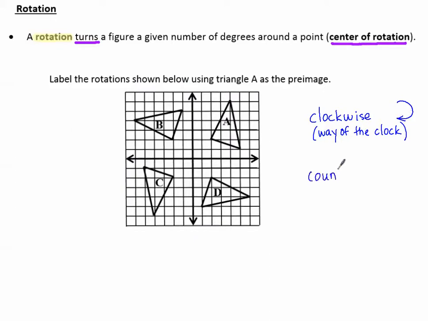A figure can also be rotated counterclockwise. Counter means not the way of the clock. So not clockwise, which means rotating to the left.